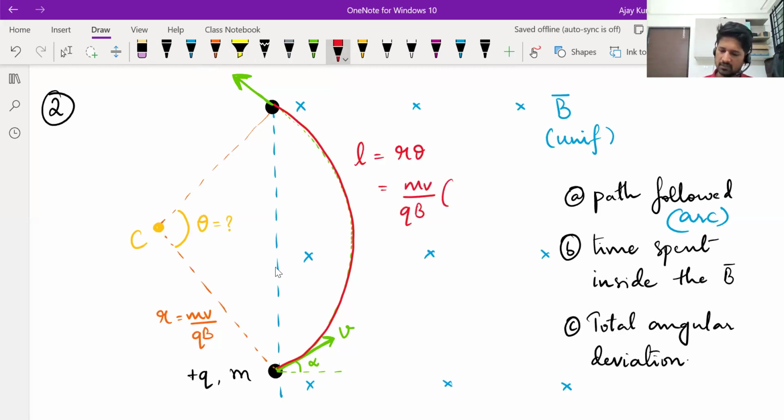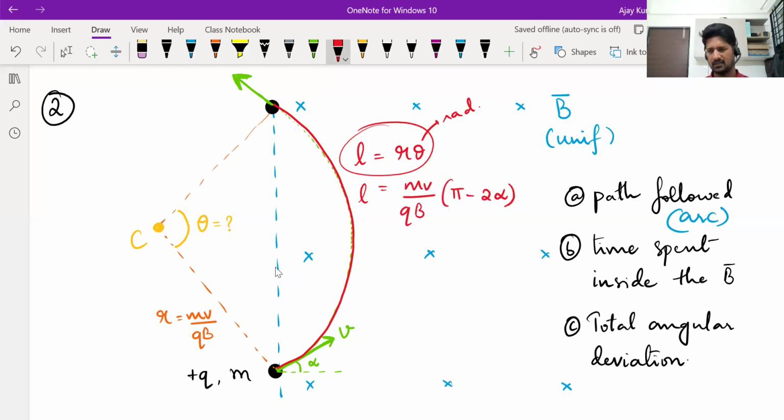Theta is 180 minus 2 alpha, but 180 is in degrees. Now I hope you all are aware L is equal to r theta is applicable only when theta is in radians. You should never substitute the angle in degrees in this formula. So we write it as pi minus 2 alpha. Alpha should also be in radians itself. So that's the length of the arc. That is the distance that it travels inside the magnetic field. Divided by speed, you can find out the time spent inside the magnetic field.